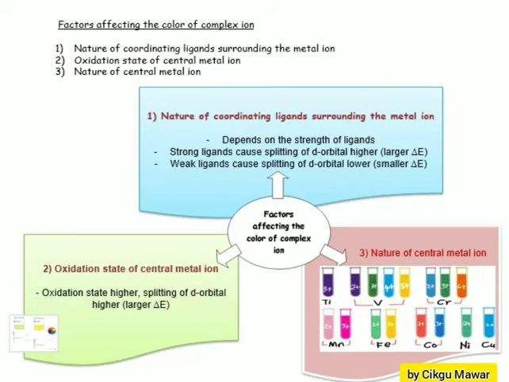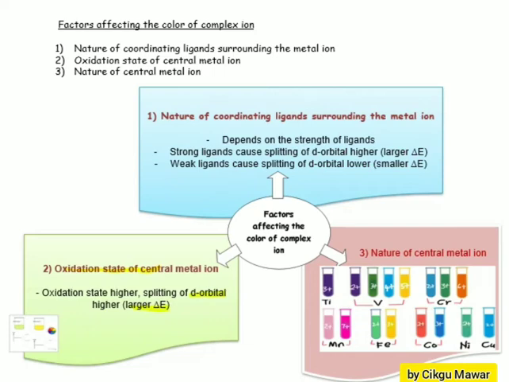Now let me show the second factor, which is the oxidation state of the central metal. As listed here, the higher the oxidation state, the more it will split the d orbitals, which will produce a larger energy difference.